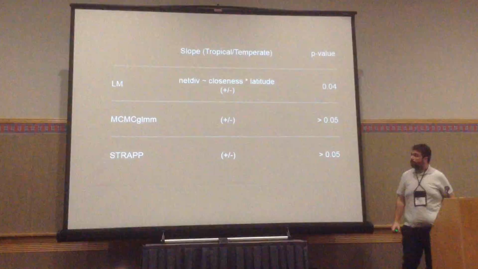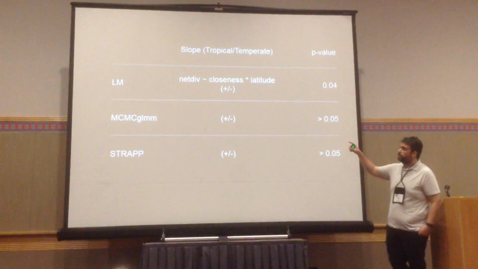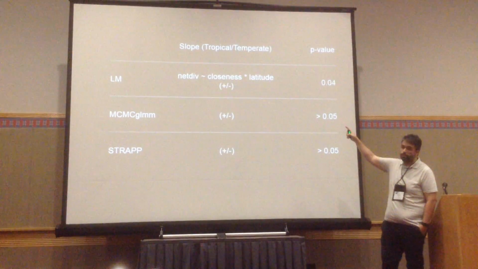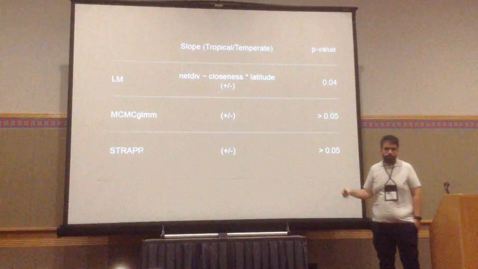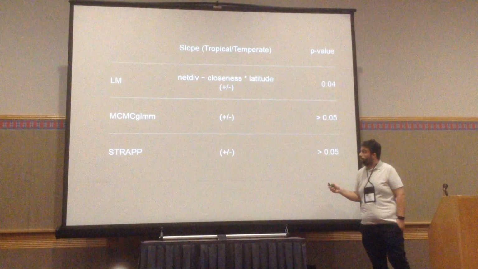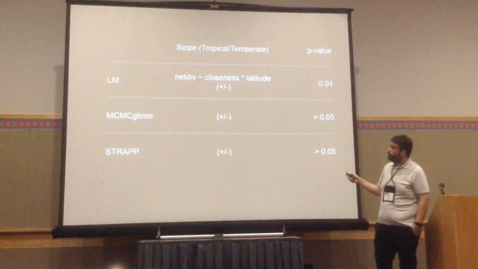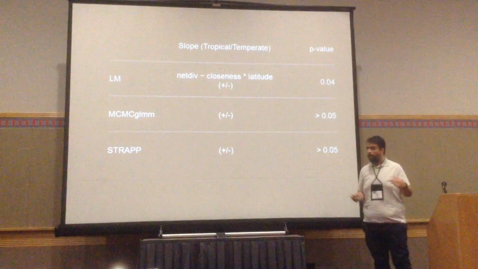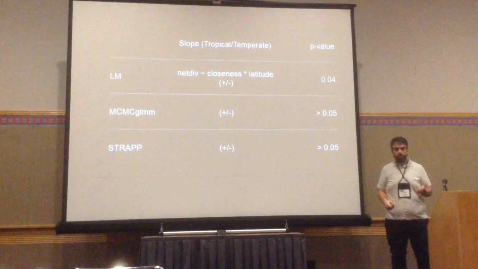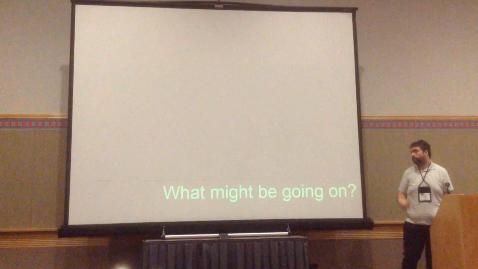However, when we performed all three types of tests, only one type of test came out significant, that is between the net diversification and both the ecological role and latitude. But all the other ones are not significant. But it is interesting to note that despite not being significant, this tendency of tropical species showing a positive correlation and the temperate species showing a negative correlation with the closeness is maintained. So there seems to be something going on there. So let's talk about this.